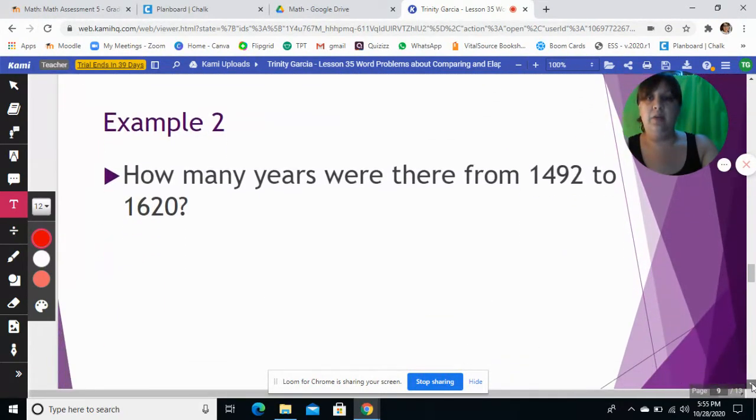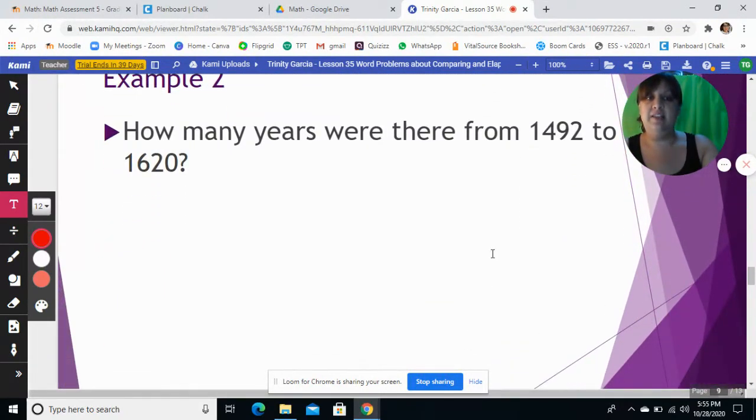So here we go. How many years, okay, this is talking time, even though it's talking years, because years is a way of measuring a lot of time, right? The passing of a lot of years is the passing of very much time. How many years were there from 1492 to 1620?